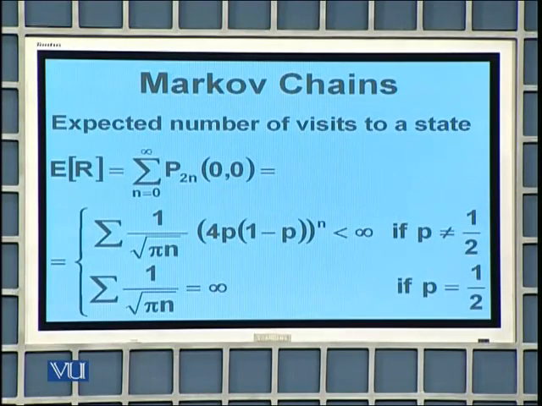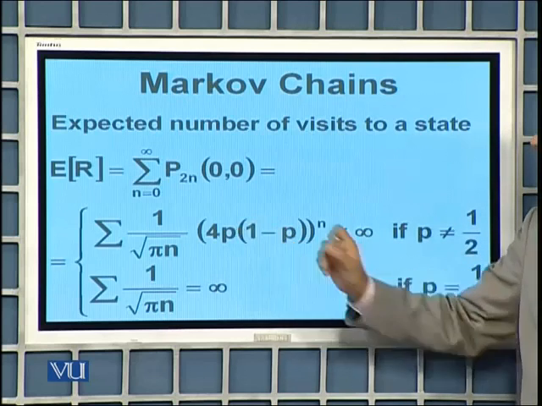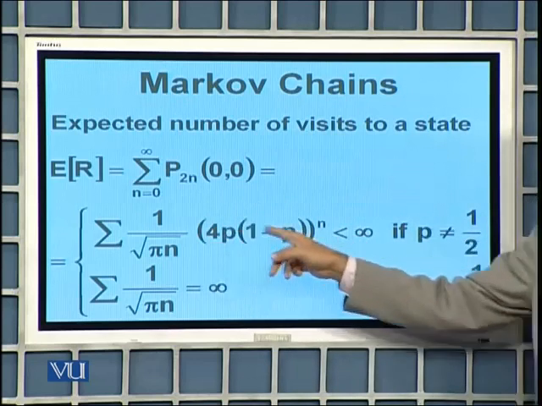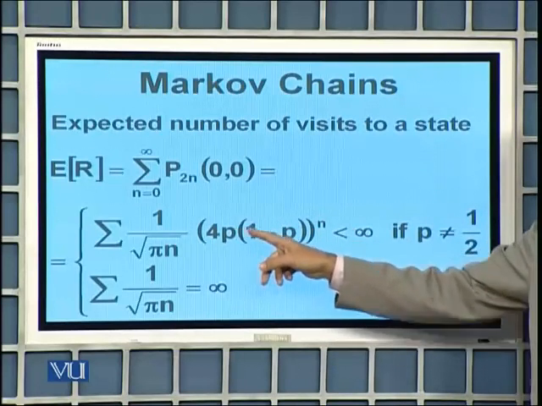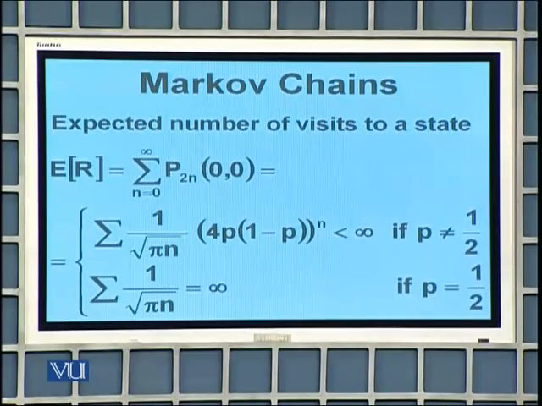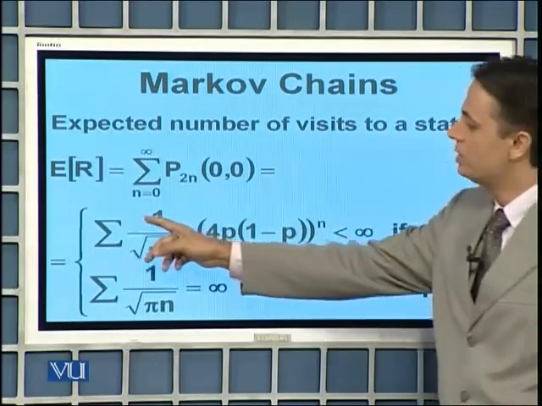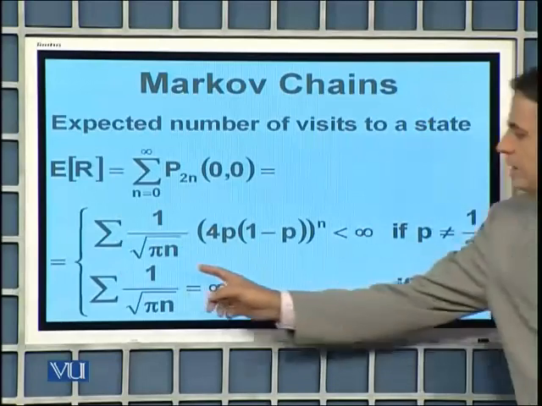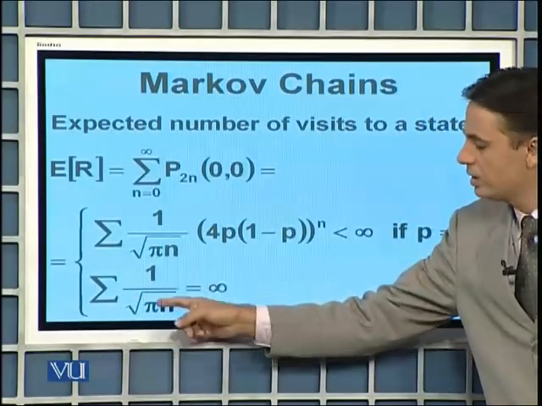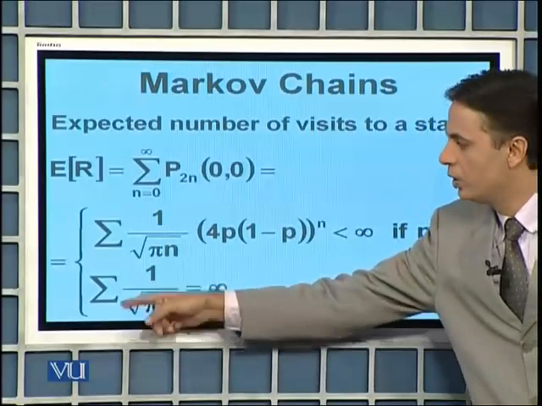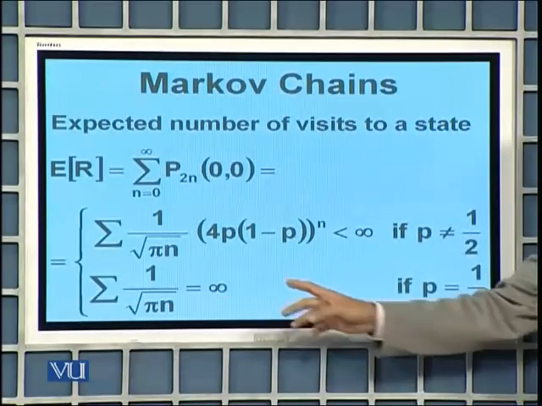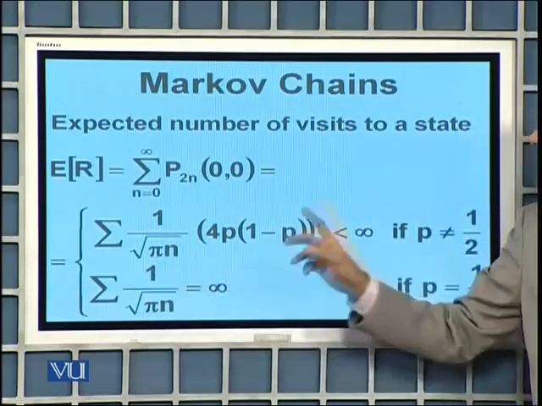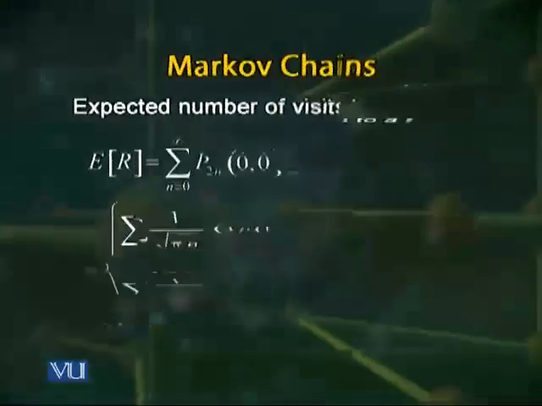Now start thinking about the values of p. If p is half, then 1 minus p is also half, then this number inside this bracket is 1. 4 into half is 1, and 1 raised to power n is always going to be 1. Hence, the summation just reduces to summation of 1 over square root pi n. This summation is shown on this bottom line. So the summation of this 1 over square root of pi n over infinite values of n starting from 0 is going to be infinity. So if p is equal to half, then this summation is going to be infinity and state 0 is going to be a recurrent state.